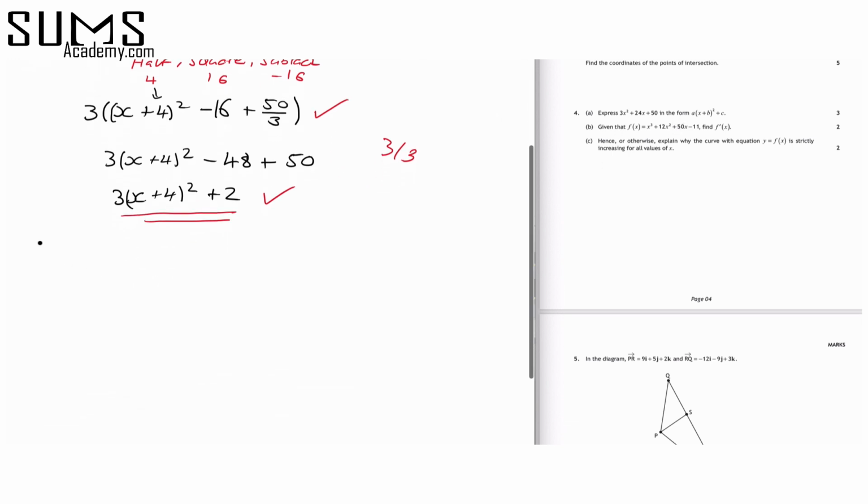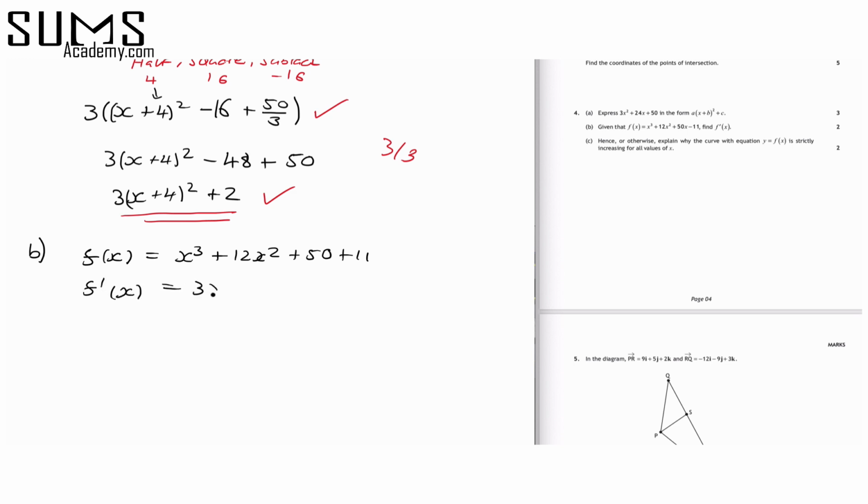Okay, so part B. Given that f of x equals x cubed plus 12x squared plus 50x minus 11, find f dash x. So this is a pretty straightforward question. f of x equals x cubed plus 12x squared plus 50x minus 11. So f dash x is already written in a nice form.